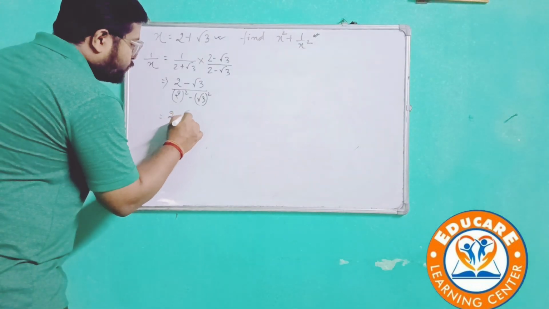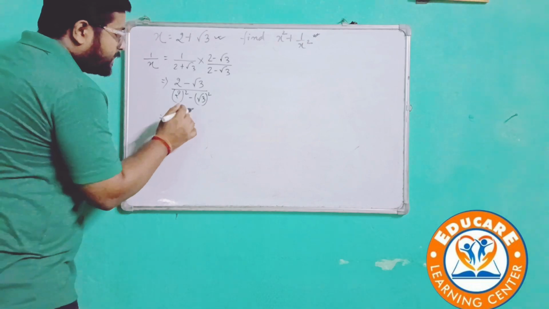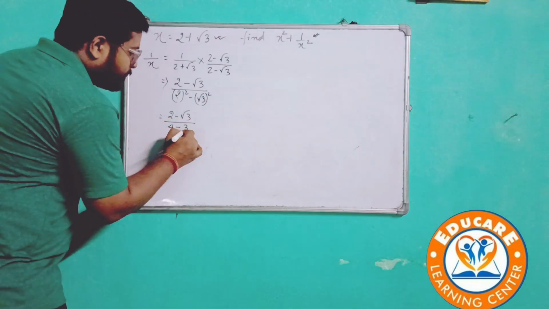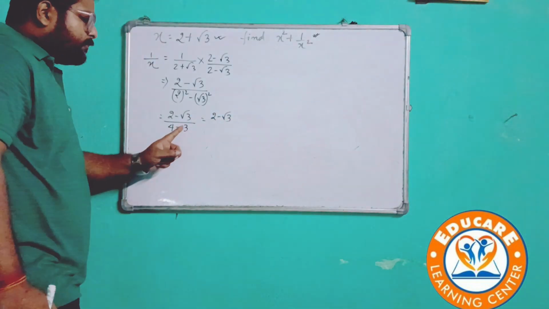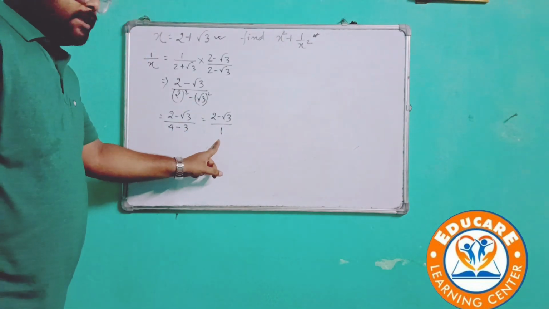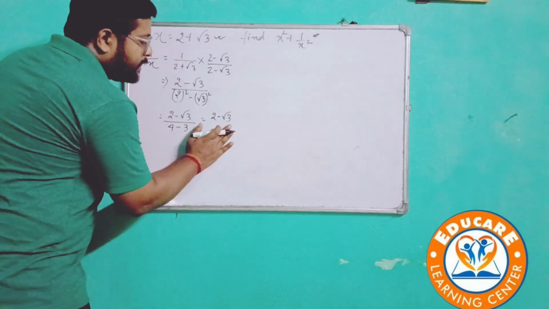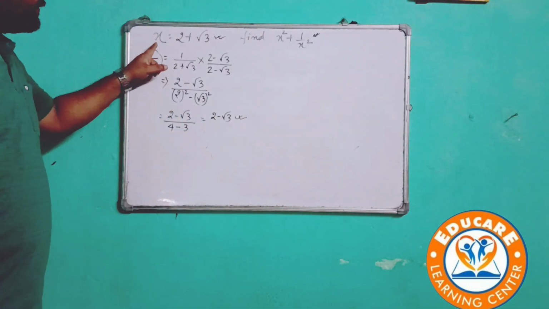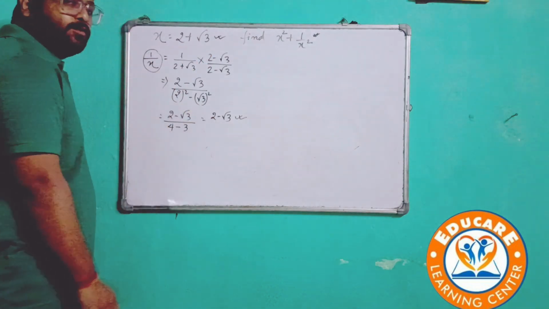So 2 minus root 3 by 2 square, 2 into 2, that is 4, minus root 3 square. Root 3 into root 3 is 3. So put 3. So now we can say it is 2 minus root 3. In place of the denominator it is 1, so no need to put it, as we know that a denominator of 1 has no value. So this will be our answer for 1 by x. The value of x was given as 2 plus root 3 and the value of 1 by x is 2 minus root 3.